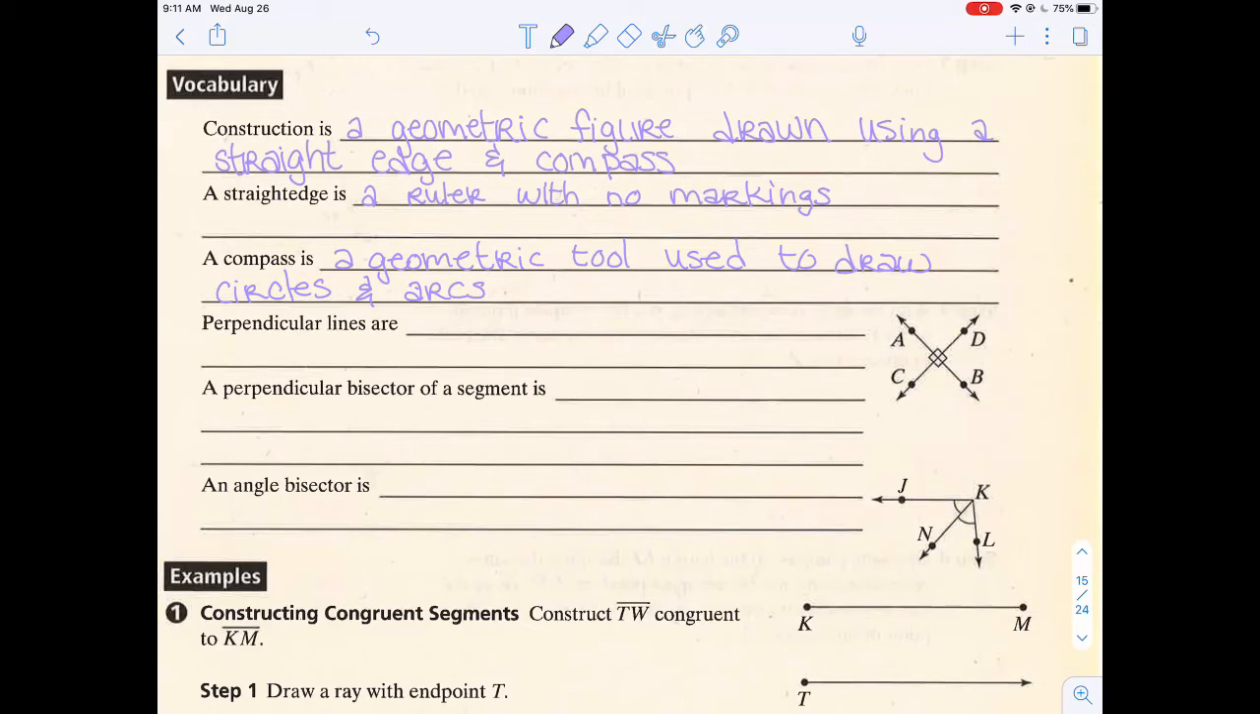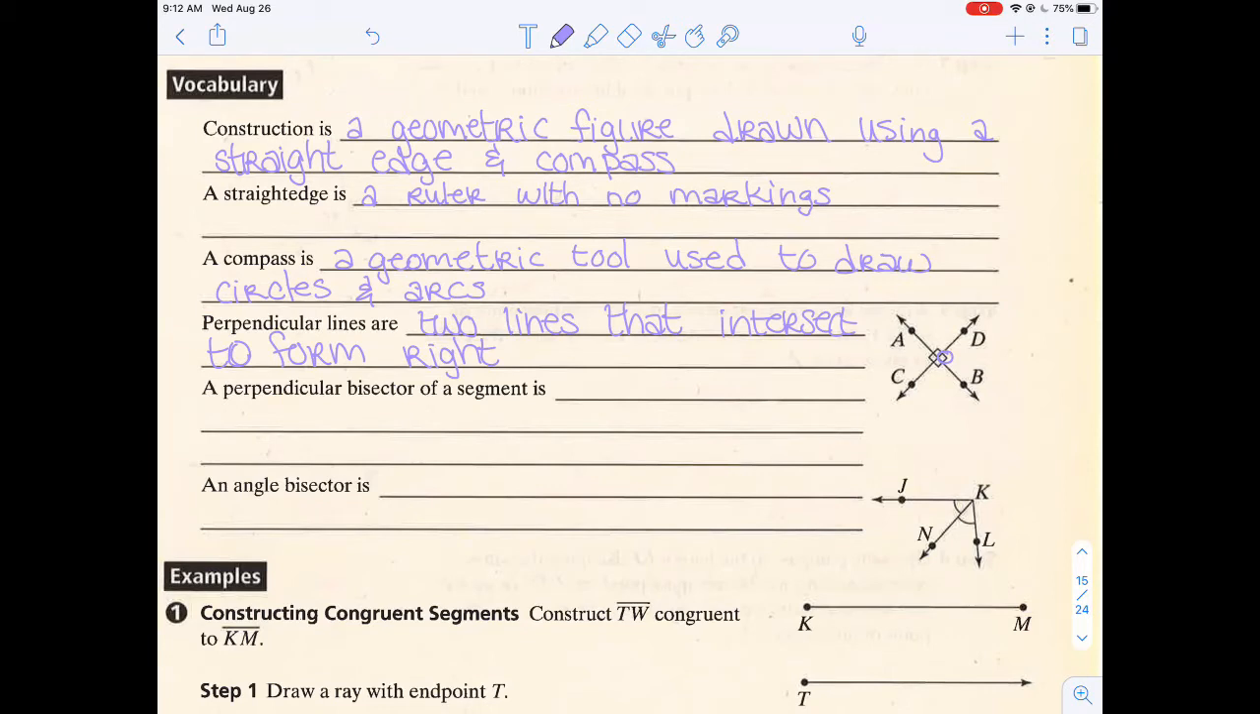Okay, so then perpendicular lines are two lines that intersect to form right angles. So 90-degree angles. So if we look at our little picture here, line CD is perpendicular to line AB because each of these little angles is a right angle. You can tell that because they have a square in the corner.